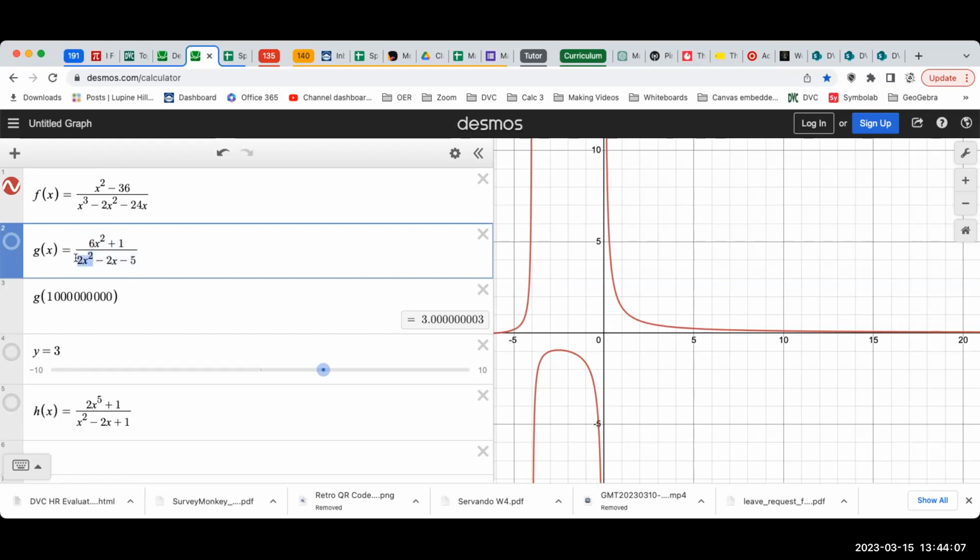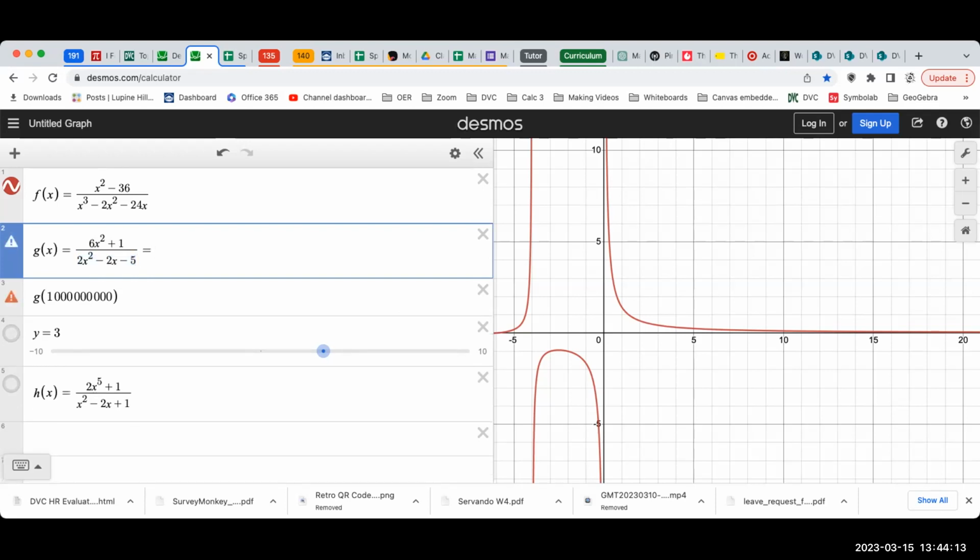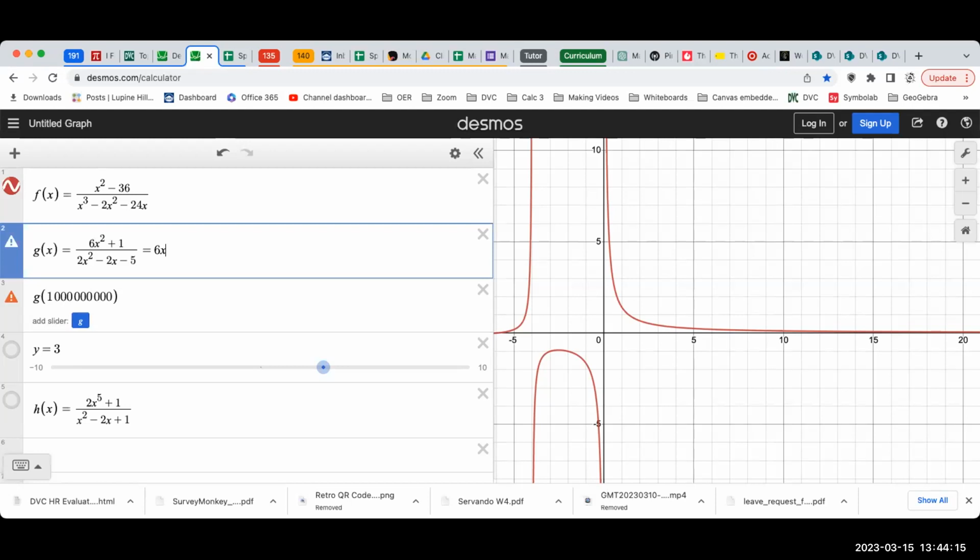And this leading term overpowers the whole value of the denominator. So think about it. Think of having this ending up to look like this: 6x squared over 2x squared. As x gets really big, these terms get left behind, and the leading terms end up dominating the value of the function.